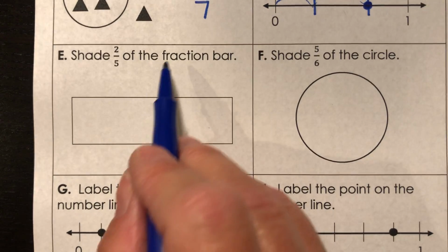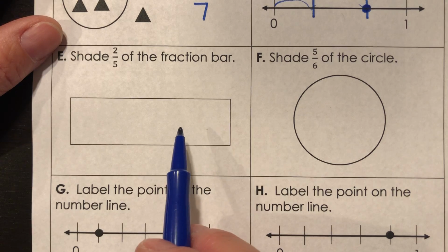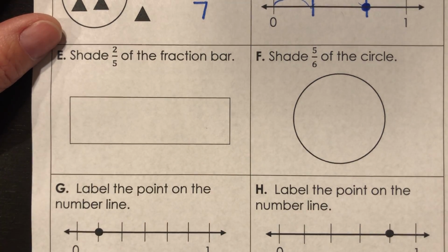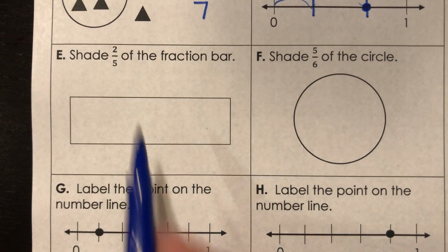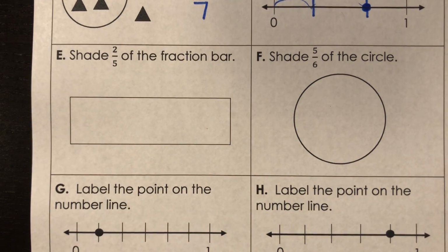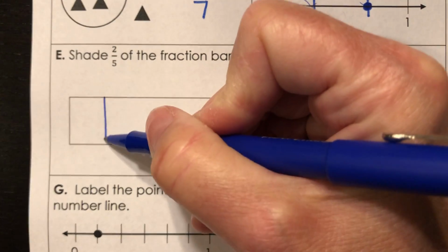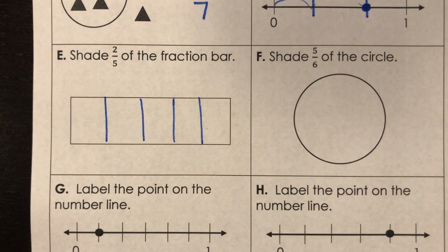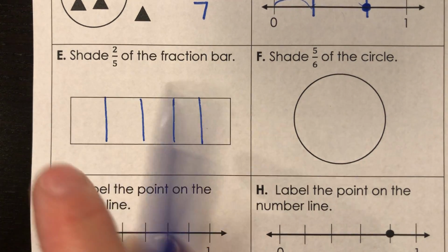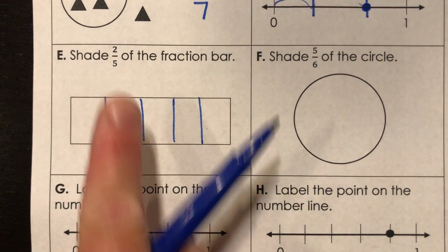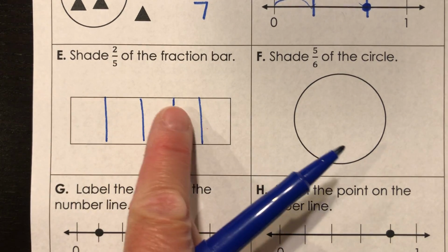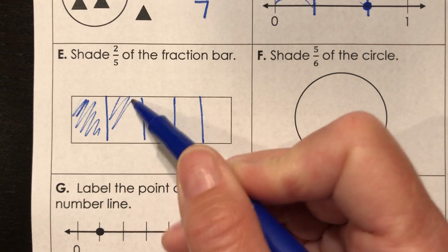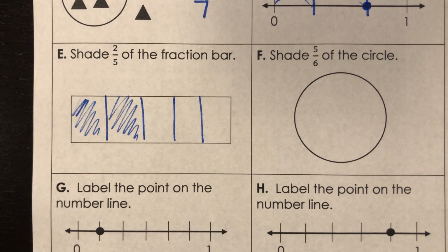Letter E, shade 2/5 of the fraction bar. So for 2/5, that means I want to cut this up into 5 pieces that are about the same size, and I'm going to shade 2 of those. So if I want to draw 5 pieces, that means I would need 4 lines. So I'm going to do my best. 1, 2, 3, 4. Not perfect, but as close as we can get without using a ruler. So right now we have, and I always count after just to make sure that I have 5 pieces. 1, 2, 3, 4, 5. And 2/5 means that I would have 1, 2 of those pieces shaded out of the 5.